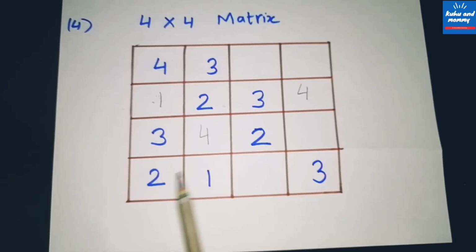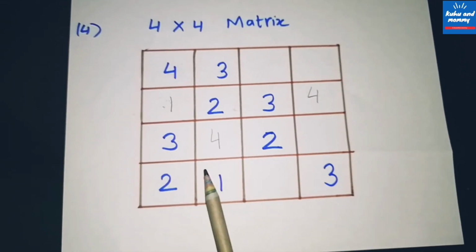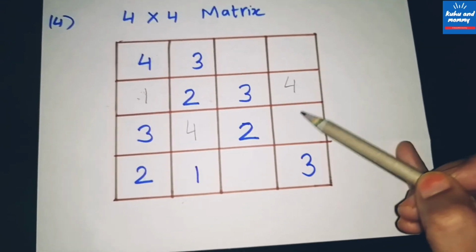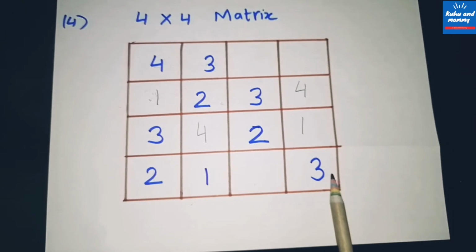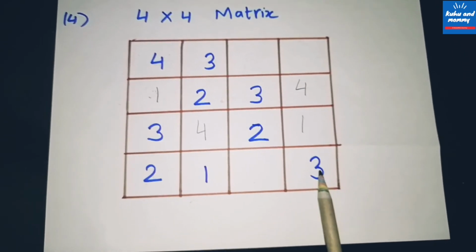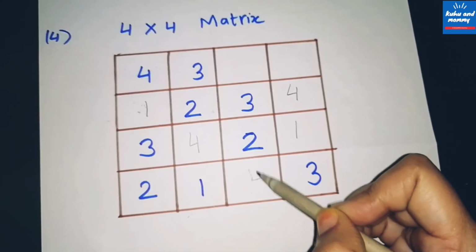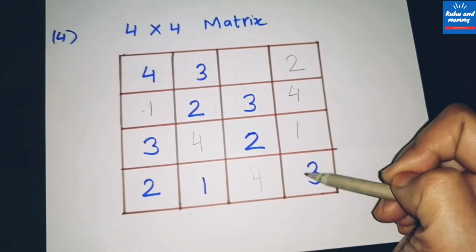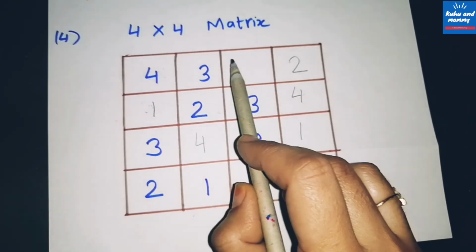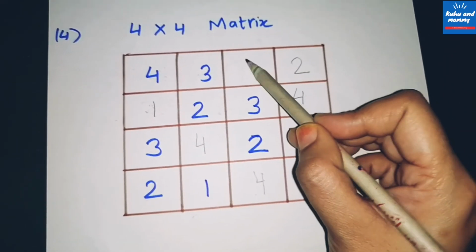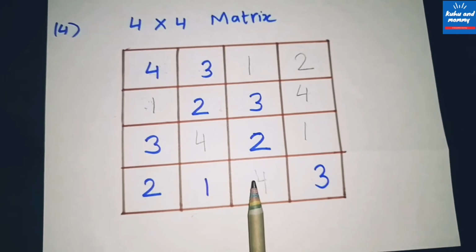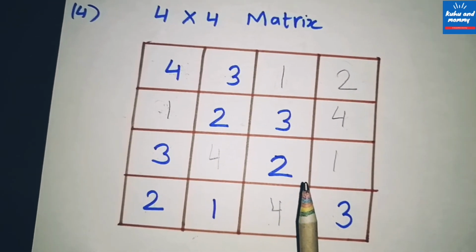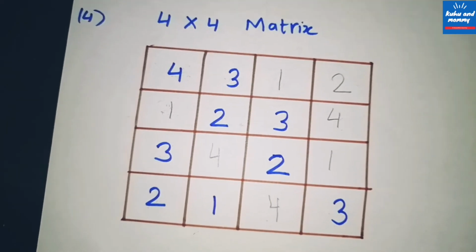Now we will look at either this one or this one, any one. So we will look at here, which number is missing? 1. Then this row, which number is missing? 1, 2, 3 is there, 4. Then this row, 2. And finally this one, 2, 3, 4 are already there, 1 is missing. So this way we can complete the 4 by 4 matrix. So you can teach them in this way, so it will be easy for them.